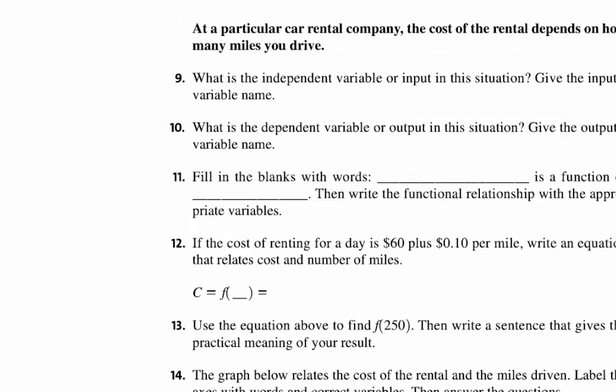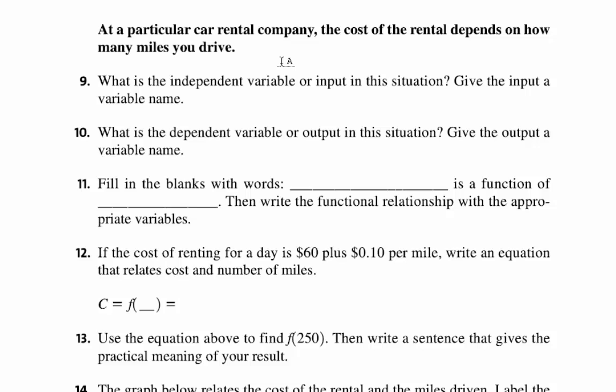Let's take a look at problem 9. At a particular car rental company, the cost of rental depends on how many miles you drive. Then we're asked, what is the independent variable or input in this situation? And we're asked to give it a variable name. So we're going to say the number of miles driven is the input, and I'm going to call that n for number of miles. And the dependent variable will be your total cost, right? Your cost of rental. So I'll probably call that C.